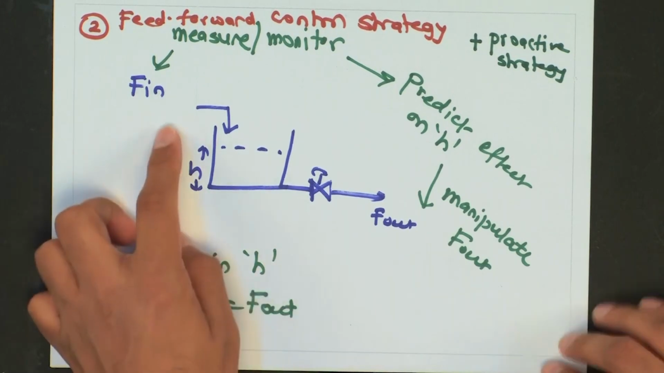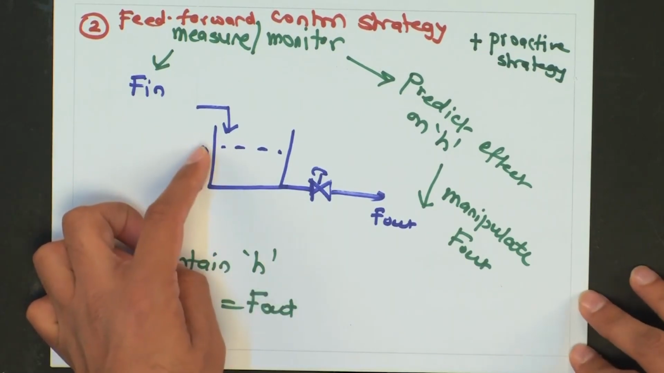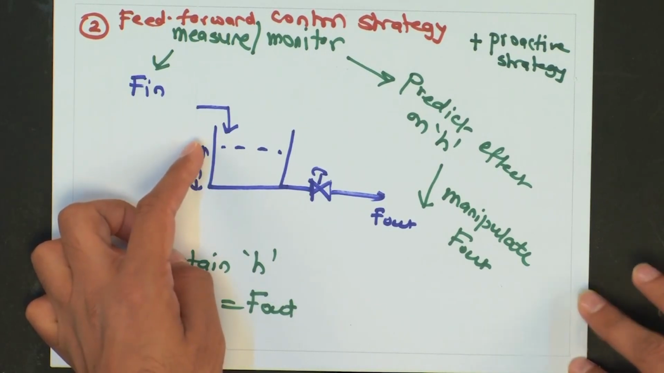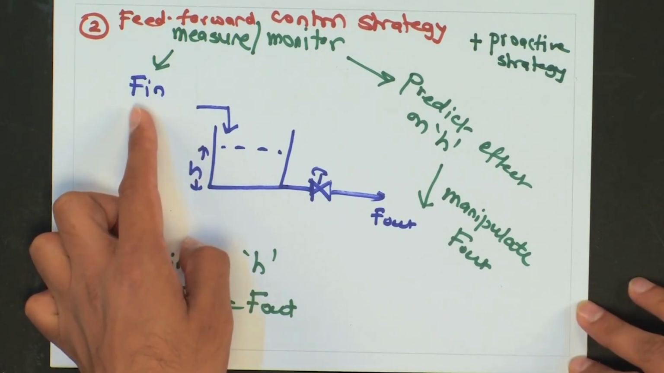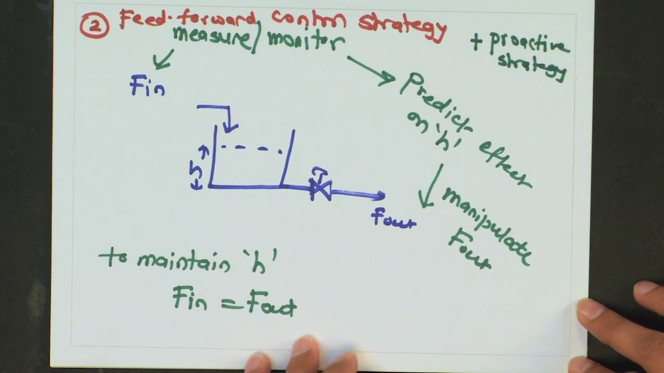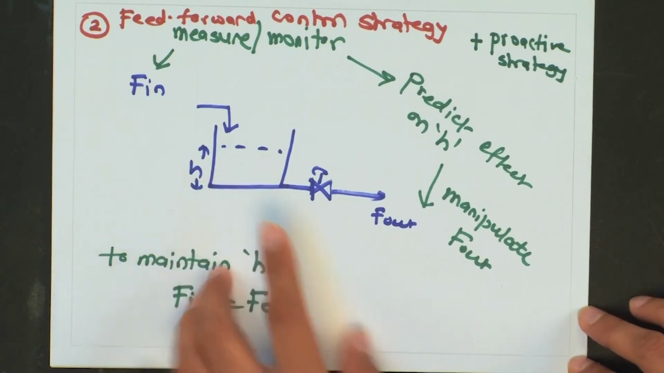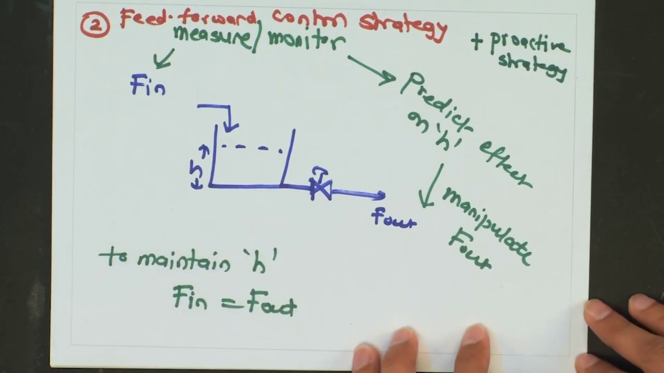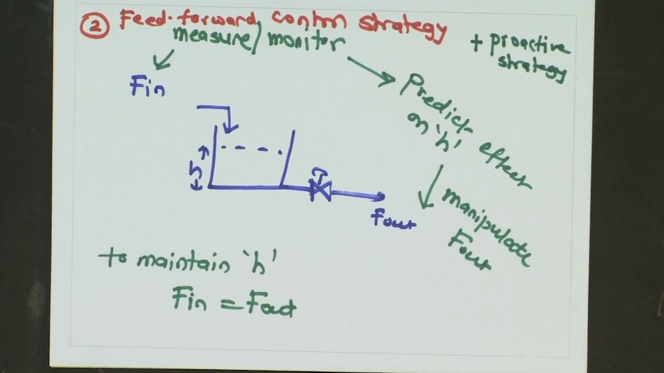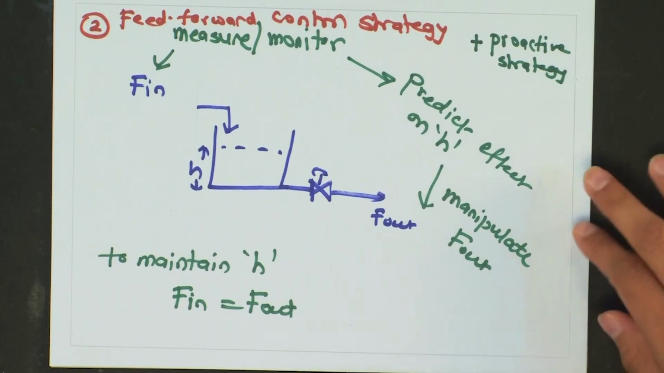In this case, even if the tank level was almost completely full, let us say above 90%, as soon as the disturbance was detected, the outlet flow rate would have been maintained close to equal to the inlet, and accordingly the height of the tank would not have changed from its desired value. So, it is a proactive control strategy. Let us now look at what are the limitations of this control strategy.